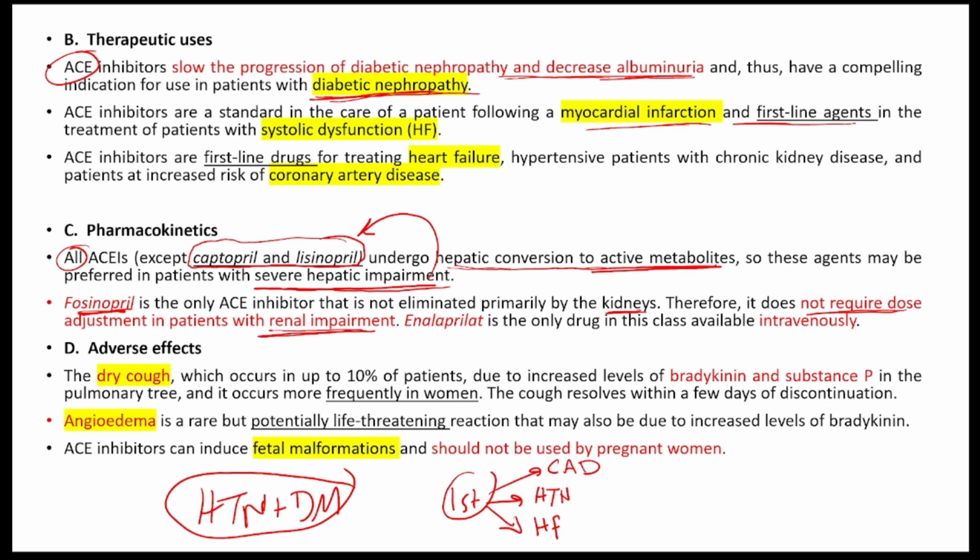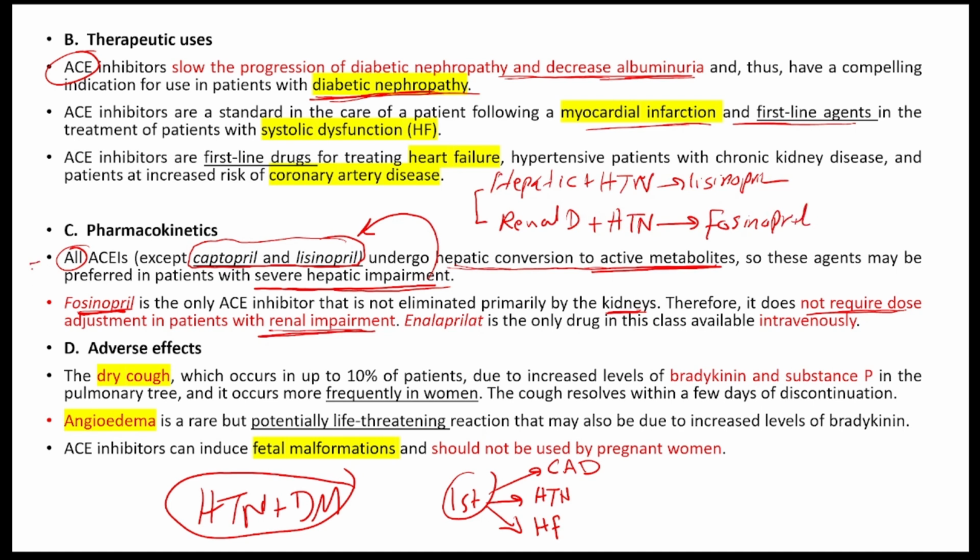That's great. So now we have another case. If the patient has hepatic disease plus hypertension, the best medication will be lisinopril. If the patient suffers from renal impairment, renal disease plus hypertension, the preferred medication will be fosinopril. And we have the rationale here: there is no need to adjust the dose.